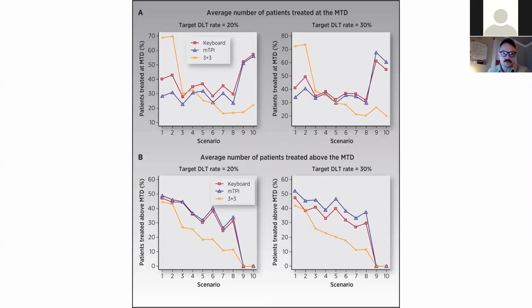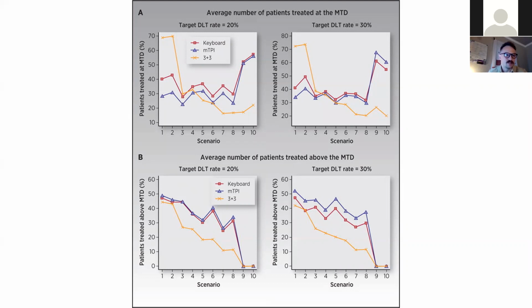Like I said, another metric of success in an accurate trial is assigning the most patients that we can to the MTD. So once again, looking at the blue and red lines, we can see the MTPI and the keyboard design perform the best overall, looking at figure A here. However, the 3+3 design initially performs great. Look at that, 70% of the patients are being treated at the MTD for those first two scenarios. Remember, those first two scenarios are just where that first dose is our MTD.